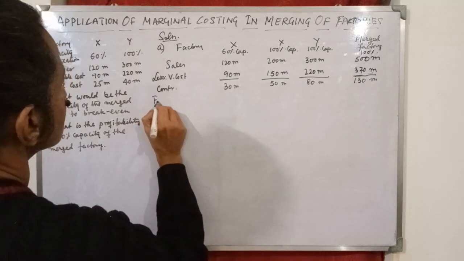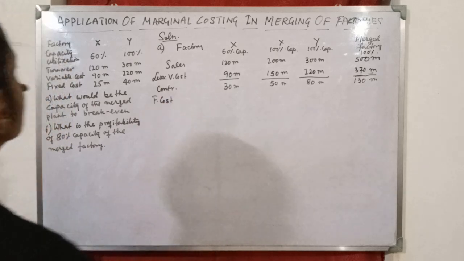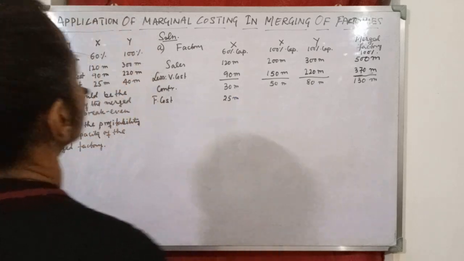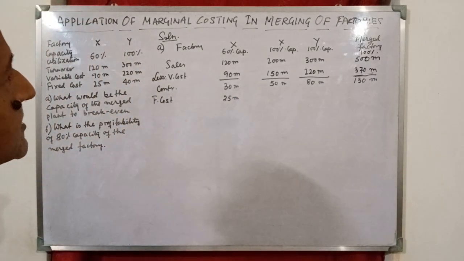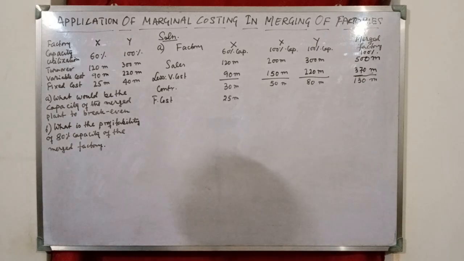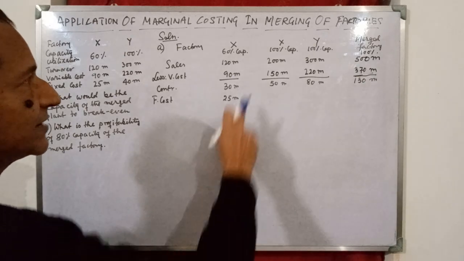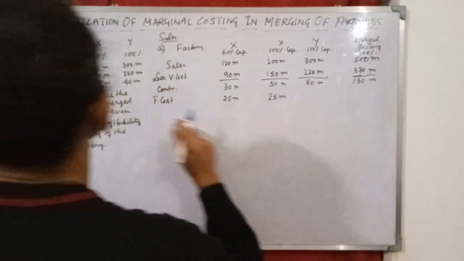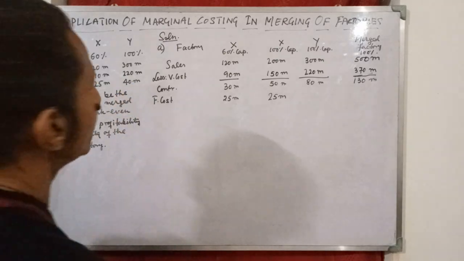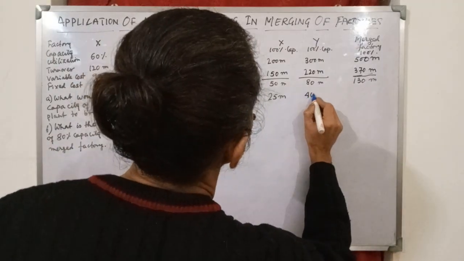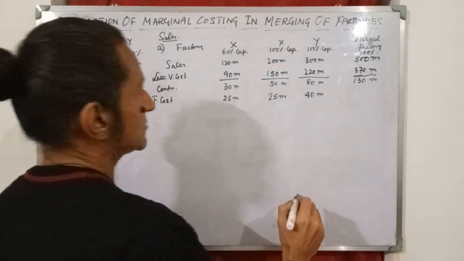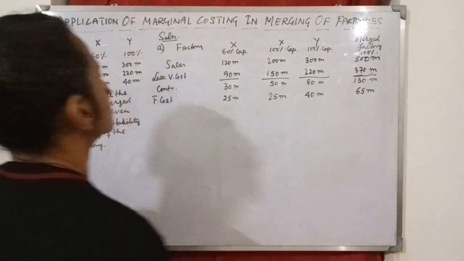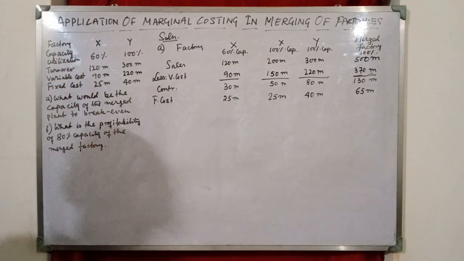What is the fixed cost? 25 million of plant X with 60% capacity, and fixed cost does not change, so at 100% capacity it remains 25 million, and 40 million is the fixed cost of factory Y. So this gives us total fixed cost 65 million.